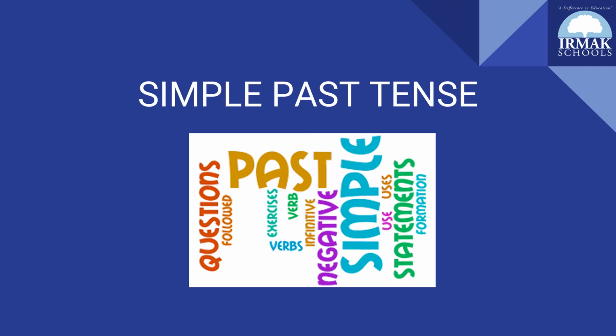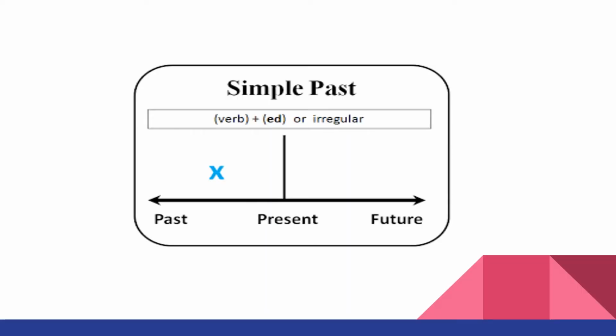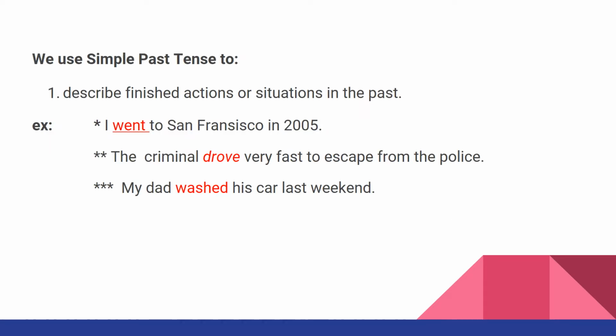Hello, today we will be learning about the simple past tense. Any action that happened before now is in the past. So basically, simple past tense is used to talk about the finished actions in the past. Now let's see how we use simple past tense.